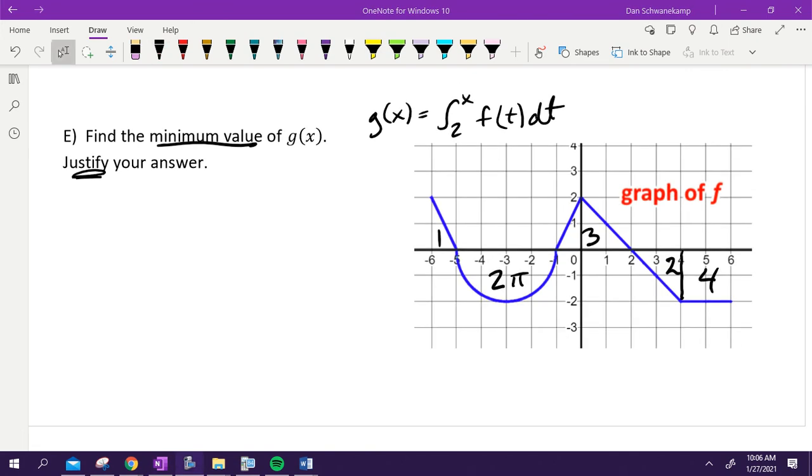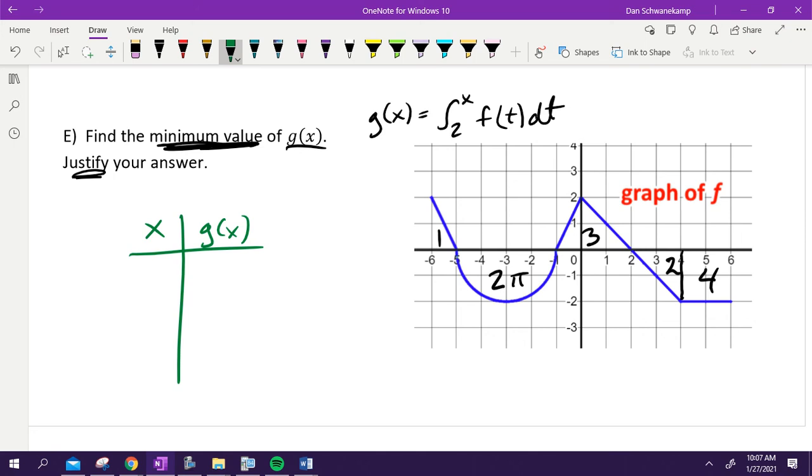We are finding the minimum value of g of x. And then we are justifying our answer. We are finding a minimum value or a maximum value. How do you justify a minimum value or a maximum value? A table. Okay? We're going to make a table. It's going to have x's in it and g of x. What places can have a maximum or a minimum?